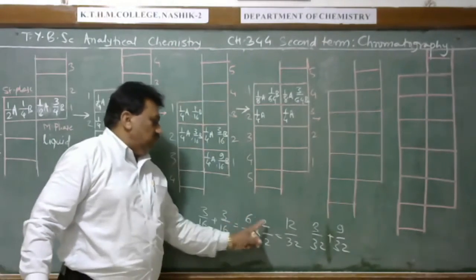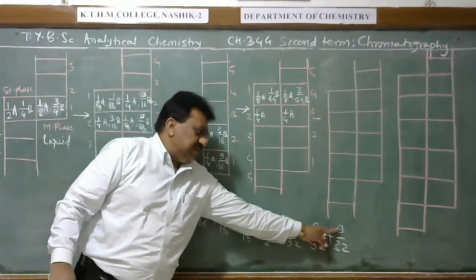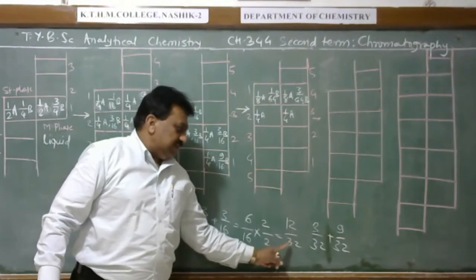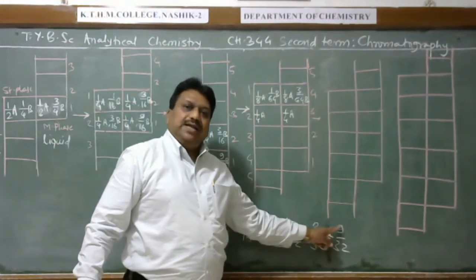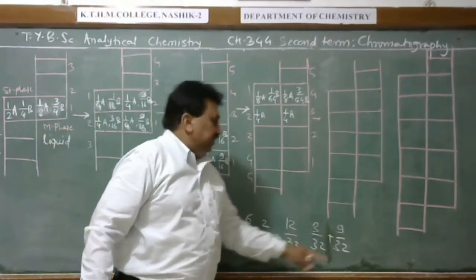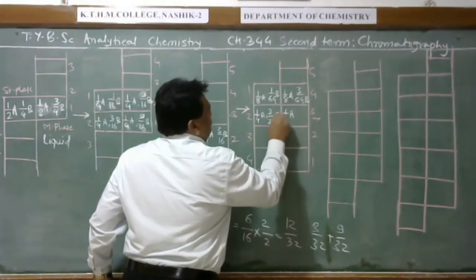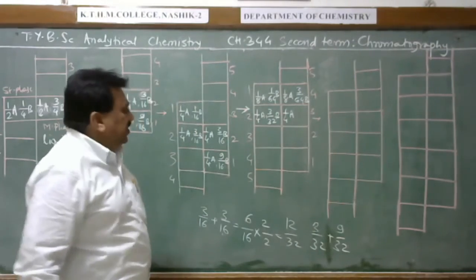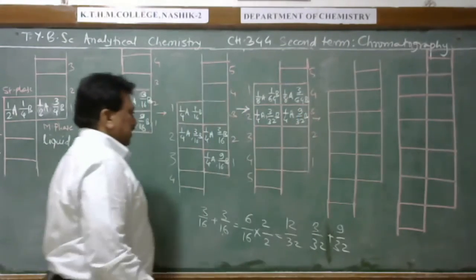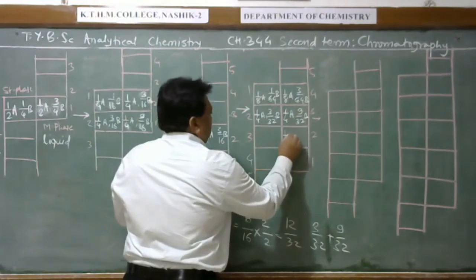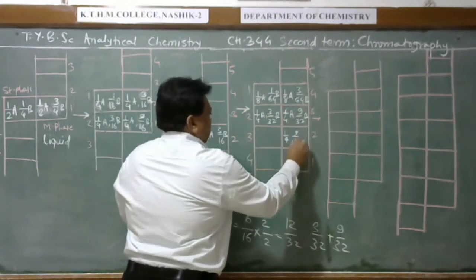That means 12 into 6 into 2 means 12 divided by 32. 12 means 3 plus 9, and therefore 12/32 can be distributed as 25% as 3/32 and 75% as 9/32. Therefore here 3/32 B will remain in the stationary phase while 9/32 B will be given in the mobile phase. Again here we have 1/4 A and 9/16 B.